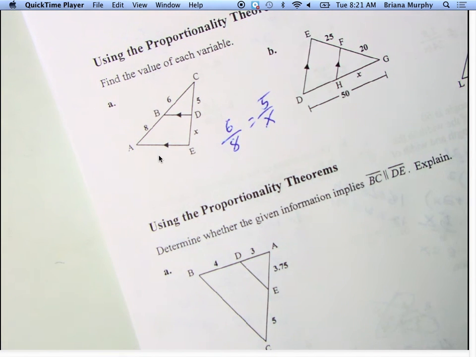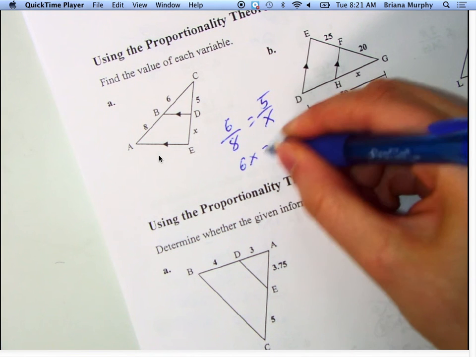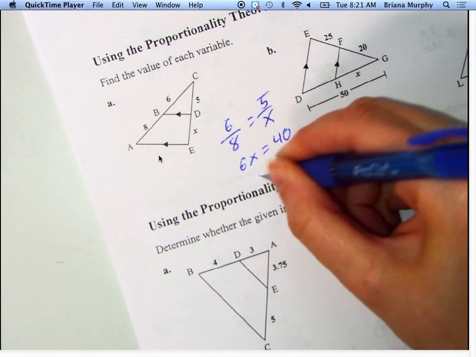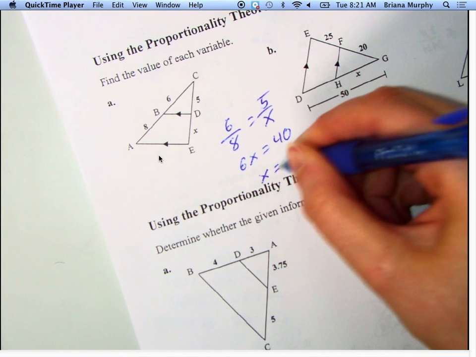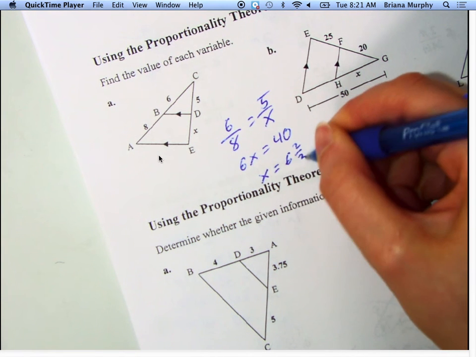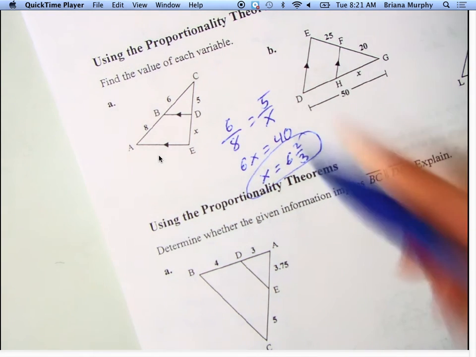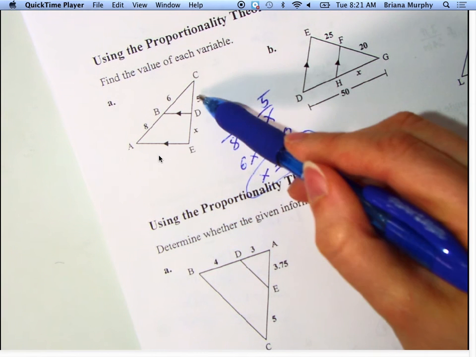Now we're going to cross multiply. 6x equals 40. x equals 6 2/3. It's just showing you that side over side equals side over side. That's it.